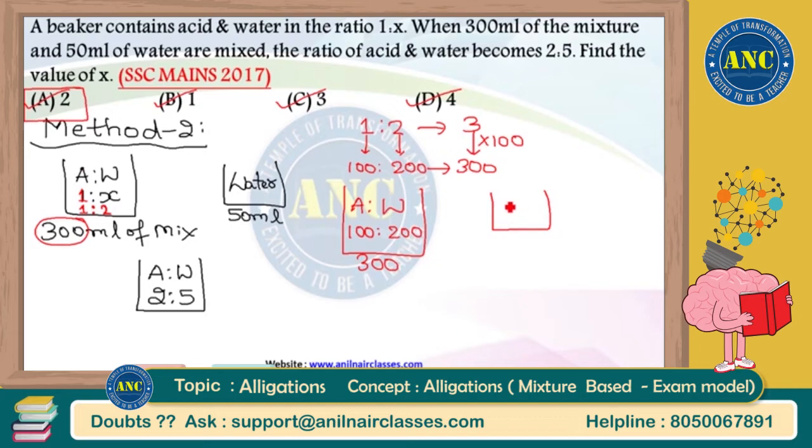Now in the second vessel, water present is only 50 ml. Now if I mix these two, acid in the third vessel is 100 and water in the third vessel is 200 plus 50, which is 250. Check out whether it is in the ratio 2:5. Check it out, sir. Are you getting the ratio to be 2:5? Yes. 50 into 2 is 100. 50 into 5 is 250. Because I am getting the third ratio equal to 2:5, my assumption of x value to be equal to 2 is also right. So the answer for this question is x is equal to 2.